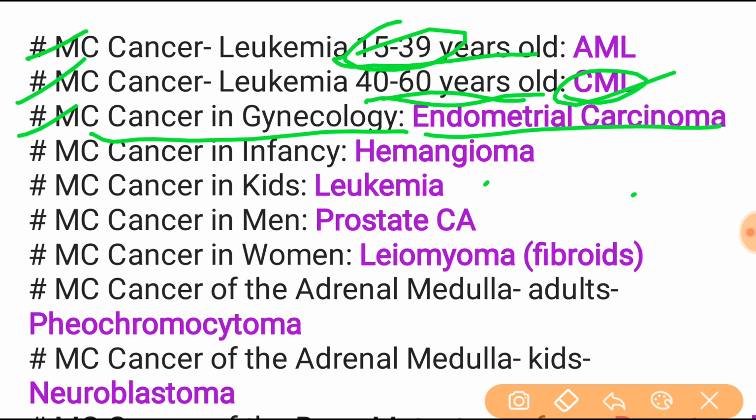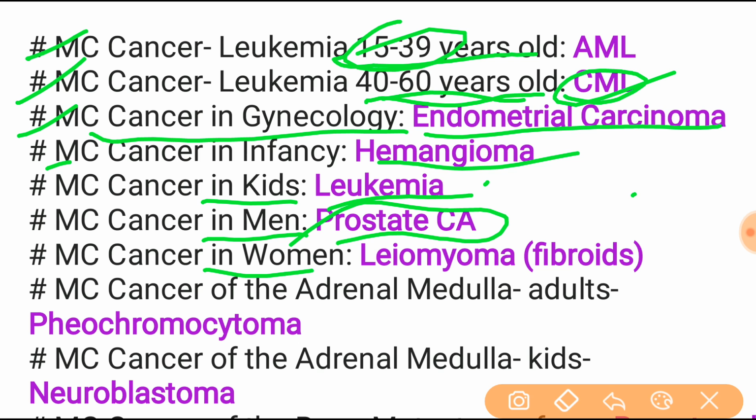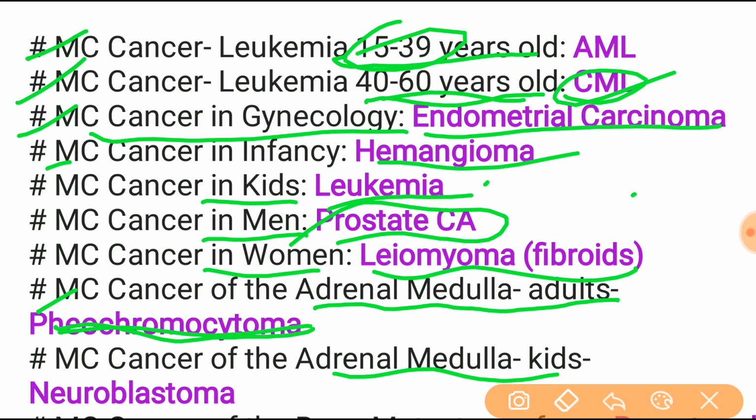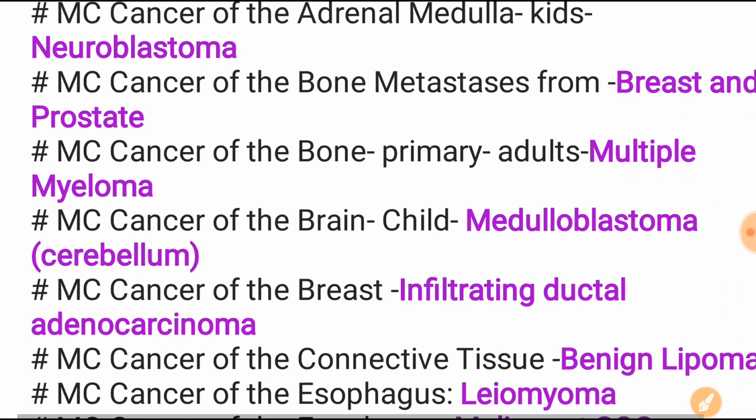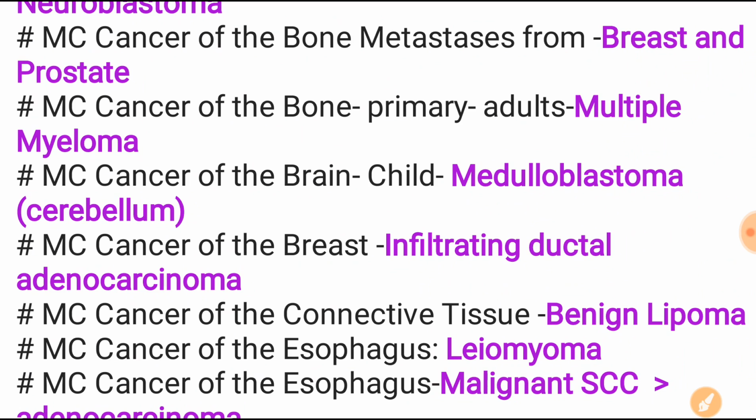The most common cancer in infancy is the hemangioma. The most common cancer in kids, leukemia. The most common cancer in men is the prostate carcinoma. The most common cancer in women is the fibroid or leiomyoma. The most common cancer of the adrenal medulla in adults will be the pheochromocytoma, and the most common cancer of the adrenal medulla in kids will be the neuroblastoma. Next one is the most common cancer of the bone, metastasis from breast and prostate.